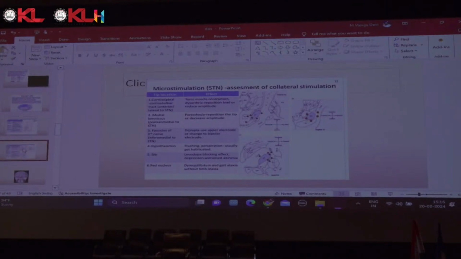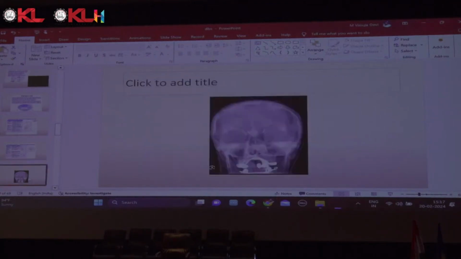We also do macro stimulation. We see if there are any side effects: corticospinal tract, medial lemniscus, any paresthesia, third nerve, hypothalamus, SNR, red nucleus. All of these we check before placing the lead. Once placed, it will look like this, with both electrodes going into the STN.